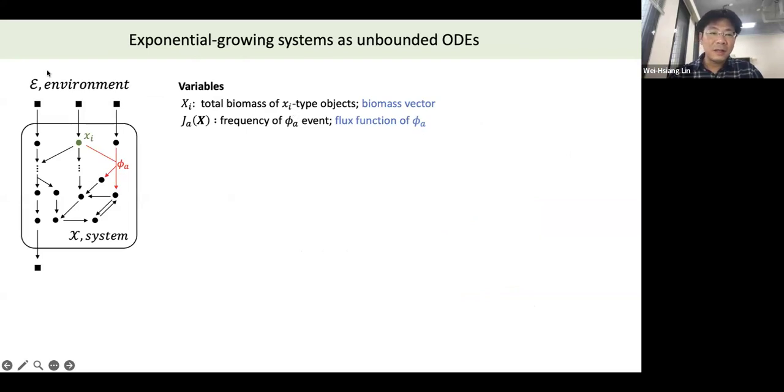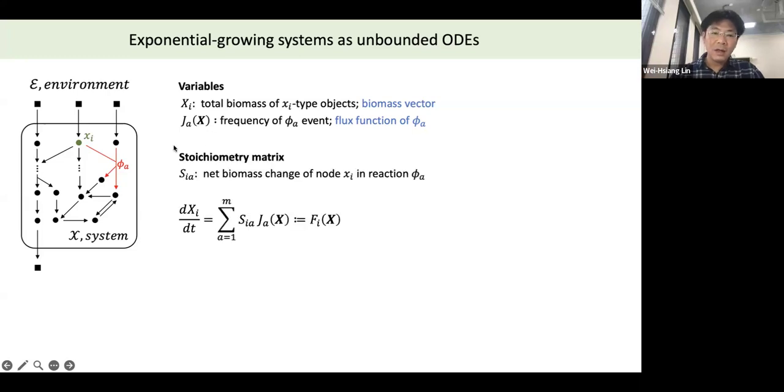So let's start with our basic model. We have an environment and a system, and the environment has several nodes. The system has several nodes, and between these nodes there are reactions. I will call X the biomass vector, and if the system is growing, X can be unbounded in the ODE solution. So we are studying unbounded ODEs. And when the system is growing, the flux can also be unbounded. The relation between the flux and the nodes is connected through this stoichiometry matrix. So this is in general a nonlinear unbounded ODE.